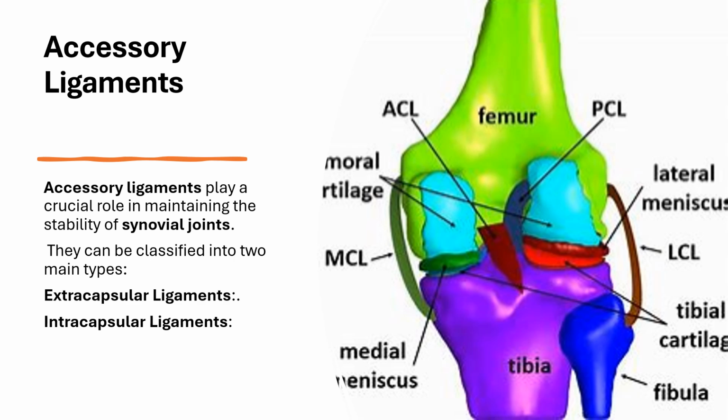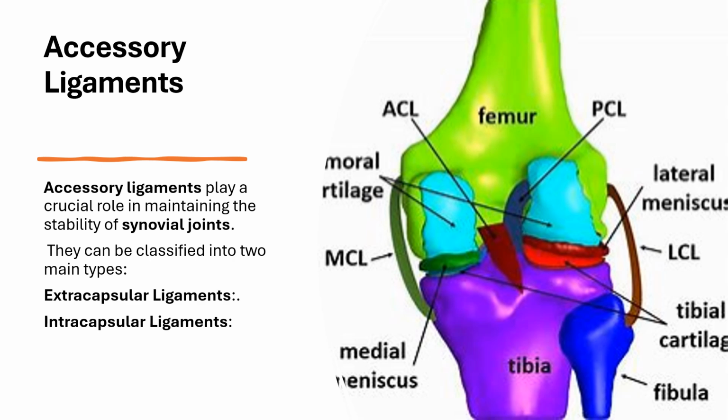So the first one is extracapsular ligaments. Now these ligaments are located outside the joint capsule. They provide additional external support to prevent dislocations and limit certain movements. Now examples of these include the medial collateral ligament, also known as the MCL, and the lateral collateral ligament, also known as the LCL of the knee joint, which prevents excessive sideways movement.